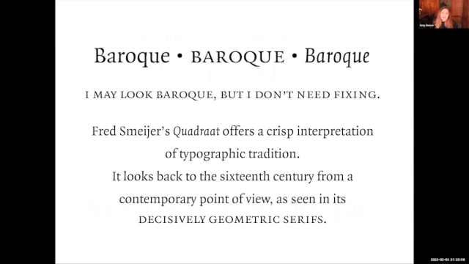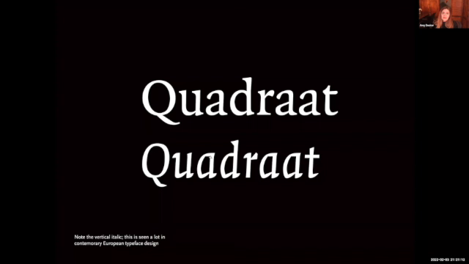Here is Fred Smeal's Quadrat, offering a crisp interpretation of 16th century designs. And the thing that's unique about Quadrat is that you have your Roman all cap, and then here's the italic version, but the italic version is angular. So, you know, it's not quite as calligraphic. It has a real distinct, almost angular, sharp-edged side to it, unlike the Roman version.